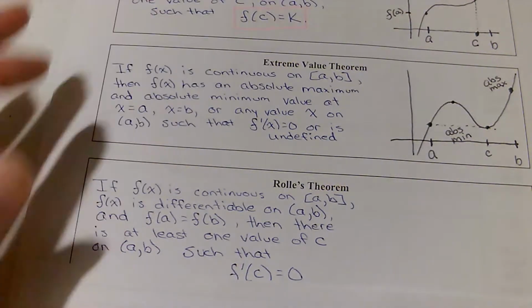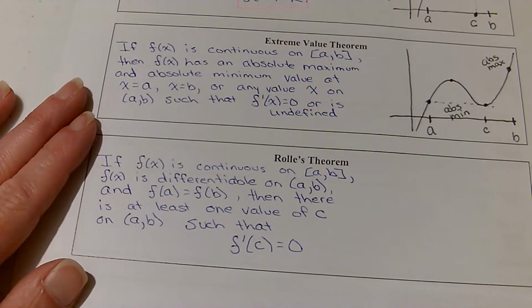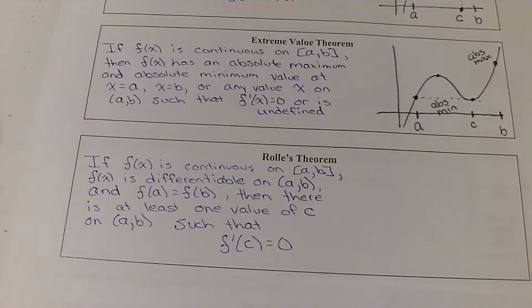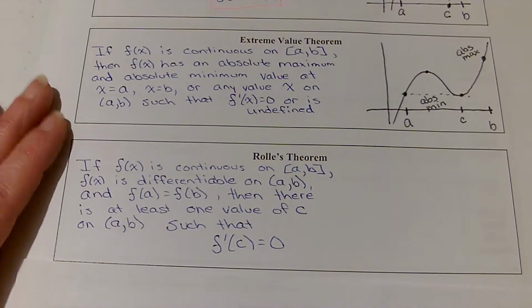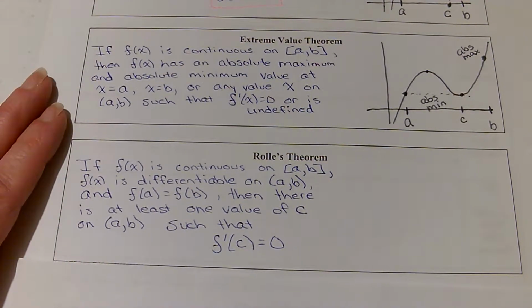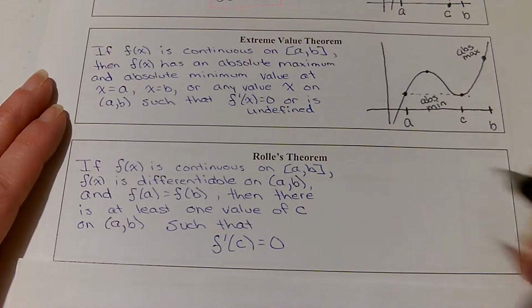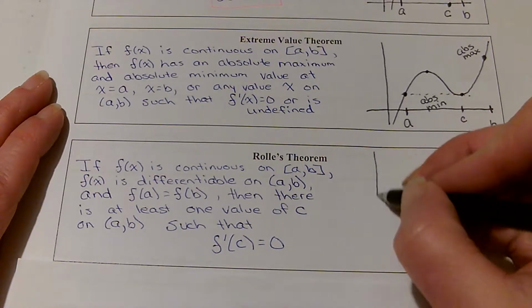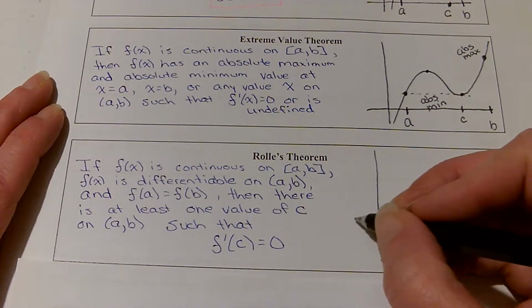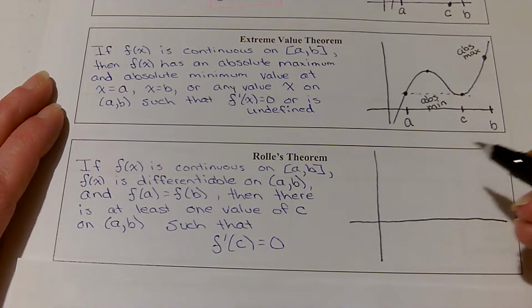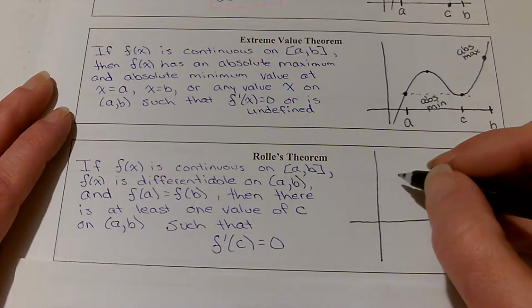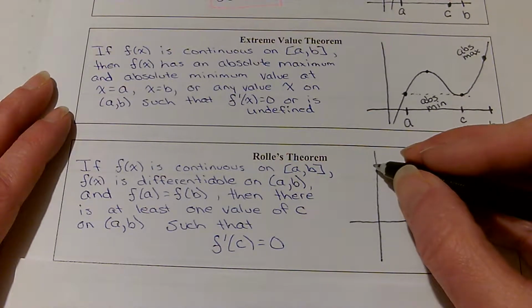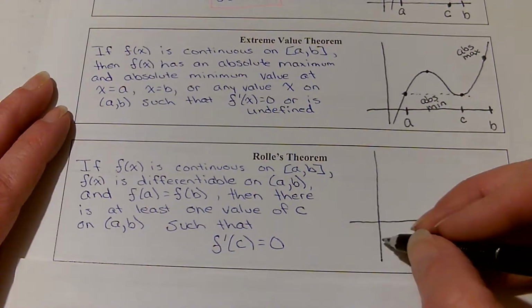The next two theorems are very much related. These are talking about derivatives. The first one is really a specialized version of mean value theorem. Rolle's theorem says that if we have a continuous function and differentiable, notice the difference here. This one says it definitely has to be differentiable. If we have a continuous and differentiable function, and the key for this one is that f of A has to be the same height as f of B.